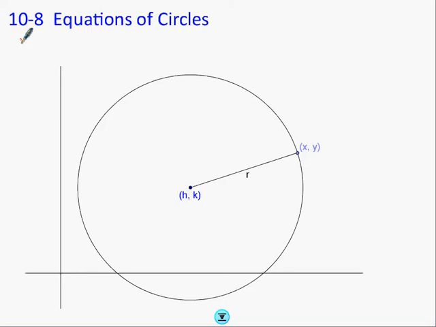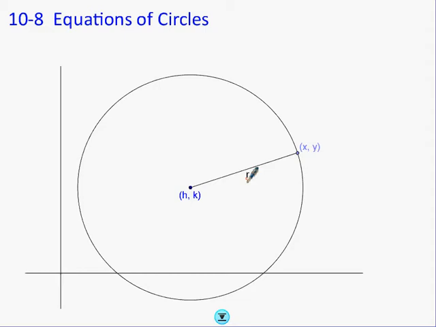This lesson is on equations of circles. The standard equation of a circle is simply based on the distance formula. In this case, we have a generic circle with the very exciting center (h, k), radius r, and I picked a point on the circle, which I'm going to call (x, y). To find the equation of the circle, we're actually going to find how long the radius is.